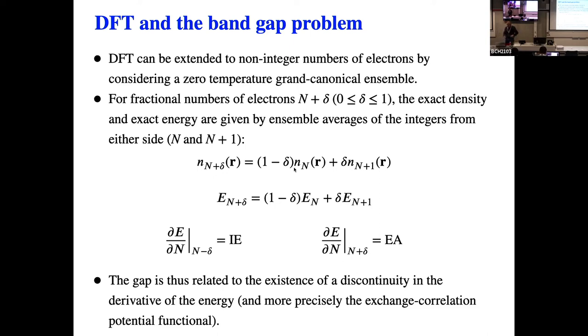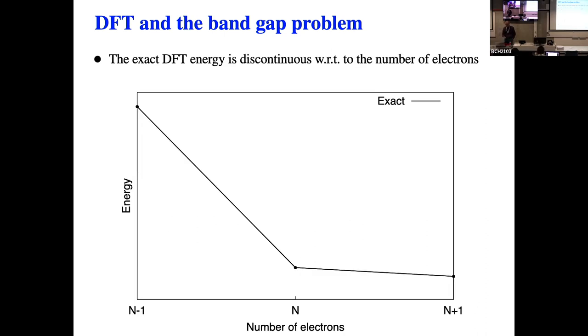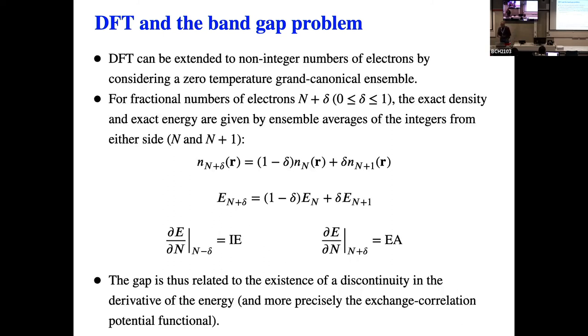From this definition, you can see that the ionization energy is the derivative of the energy with respect to the number of electrons when you take it from the left, whereas the electron affinity is the derivative when you take it from the right. The fact that there is a difference between these two, the gap, is related to the existence of a discontinuity in the derivative of the energy. It can be shown that it comes from the exchange correlation potential. So basically, what we're doing when we generalize DFT for this fractional number of electrons is interpolating between N minus 1 and N, so for instance 3 and 4, and then 4 and 5. You see that you have this linear interpolation, and this can be shown to be the exact way to do things.